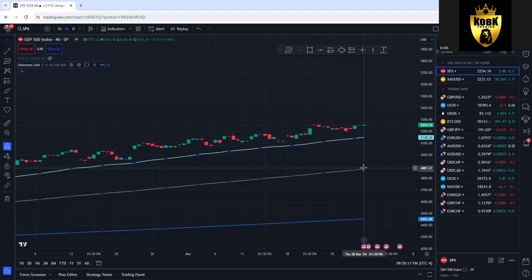Now, if it was gray, say this line was gray, this line was blue, and this line was aqua, if that was the case, guys, we wouldn't even look at this pair anymore. We would just go on to the next pair. But since we do have price, we do have aqua, we do have gray, we also have blue, and they are in order, we must go to the next time frame.